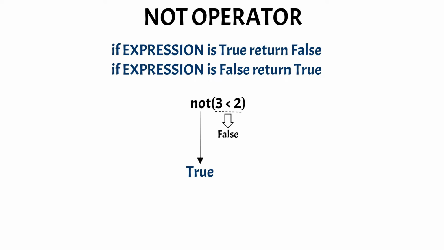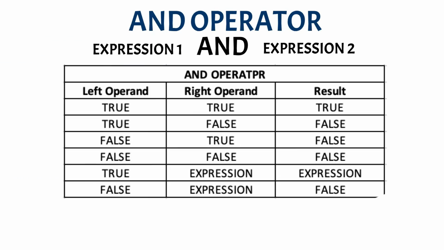But before that, just have a look at this particular table where you can see how the AND operator returns output based on the expressions that it has on both of its sides. For example, on the left side you have operand 1, and on the right side of the logical operator you have operand 2. If the left side of the AND operator returns true and the right side also returns true, then your final result will be true. Similarly, if you have true on your left side and the right side returns false, then your output will be false.